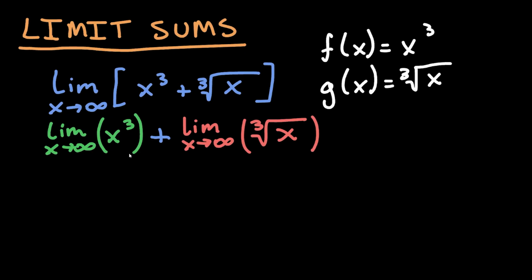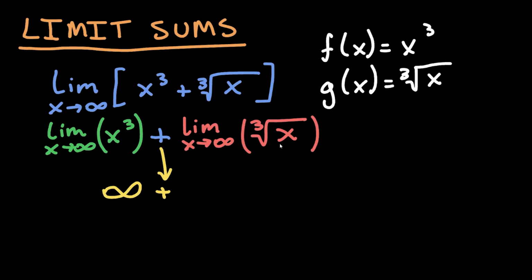Well, x cubed is a basic polynomial function, or I should say in this case, a monomial function, and really any polynomial approaches positive or negative infinity at some point. Here it's pretty obvious because we're going to infinity, we're making x bigger and bigger, so the limit as x approaches infinity of x cubed is positive infinity. Don't forget the plus sign.